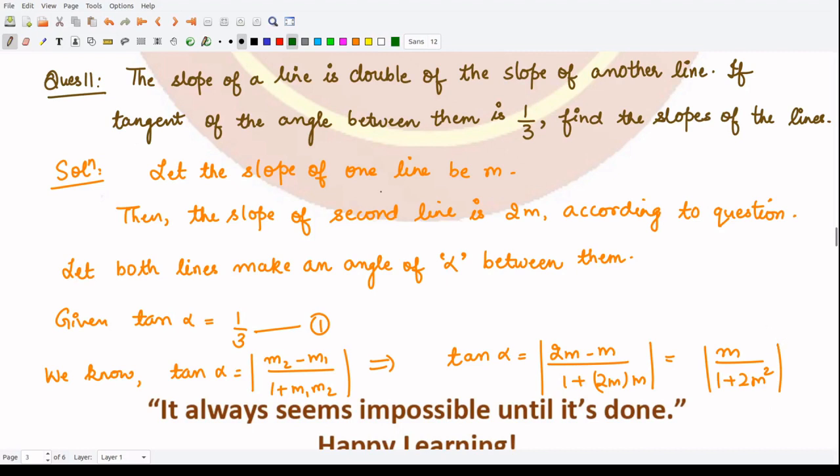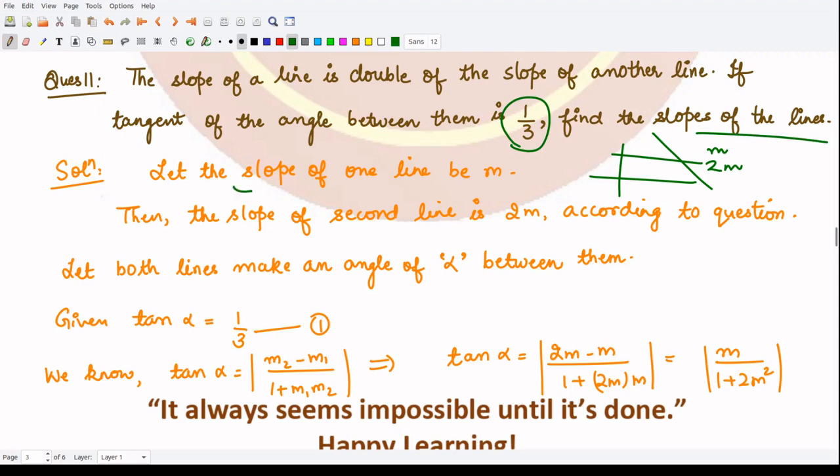This question states that the slope of a line is double the slope of another line. We have two lines. The slope of the first line is, say, m, then the slope of the second line would be 2m. Now, they are saying if the tangent of the angle between them is 1/3, we need to find the slopes of the lines. Now, that is very simple.